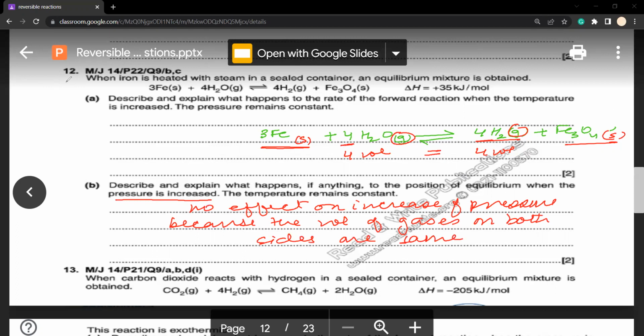So this was a little tricky question, which was just for 4 marks, but I hope it's clear now how to write or frame your answers. And before answering, read the question, underline, and see what is the demand of the question. Are they asking you the rate, or are they asking about the position of the equilibrium being shifted?